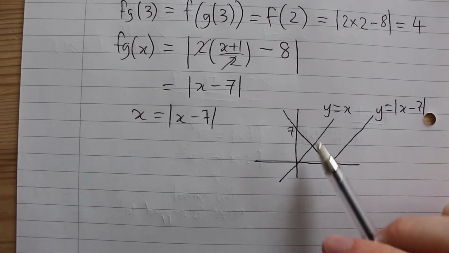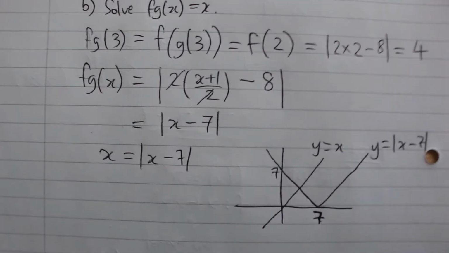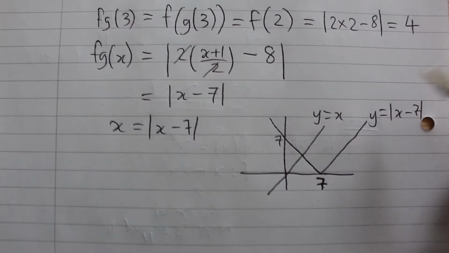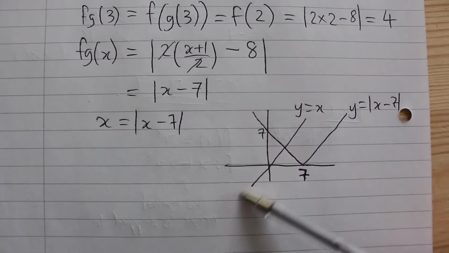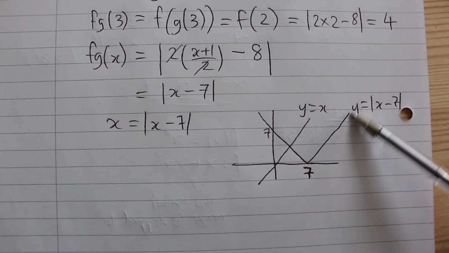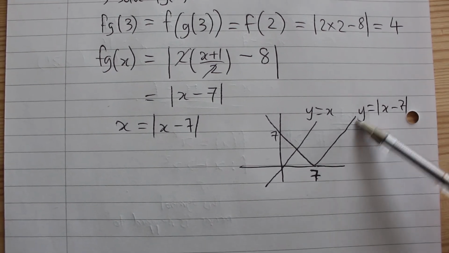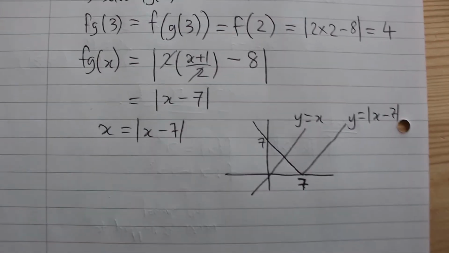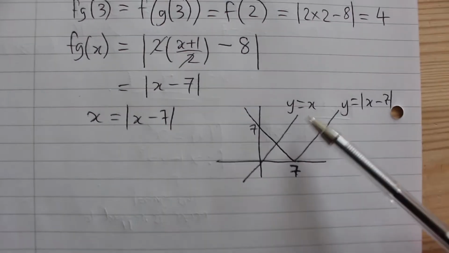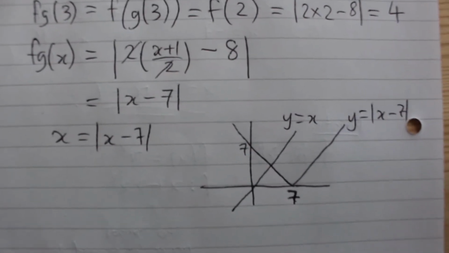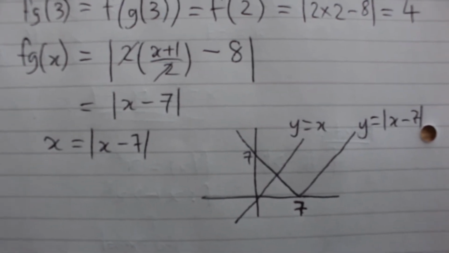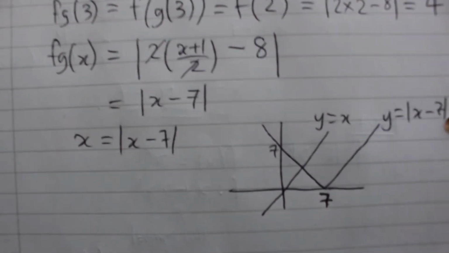How do I know they only intersect once? How do I know they don't intersect again at some far off point up here? The answer is because this line has gradient 1, and this line also has gradient 1, because this is part of the line y equals x minus 7. So these two lines are parallel, so they're never going to intersect again. So we just have the one point of intersection.